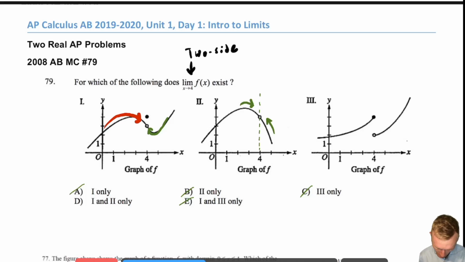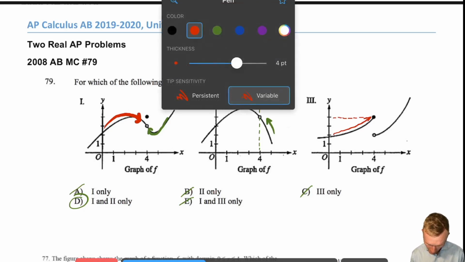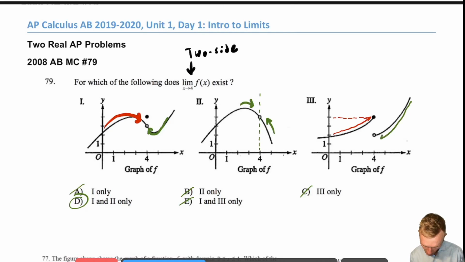So there we go. If I was really confident, I wouldn't even have to look at 3. But just because, let's just look at it. For number 3, from the left, it looks like we're getting closer and closer to 4. And from the right, it looks like we're getting closer and closer to 2. So yep, 3 doesn't work. So that's the first one.